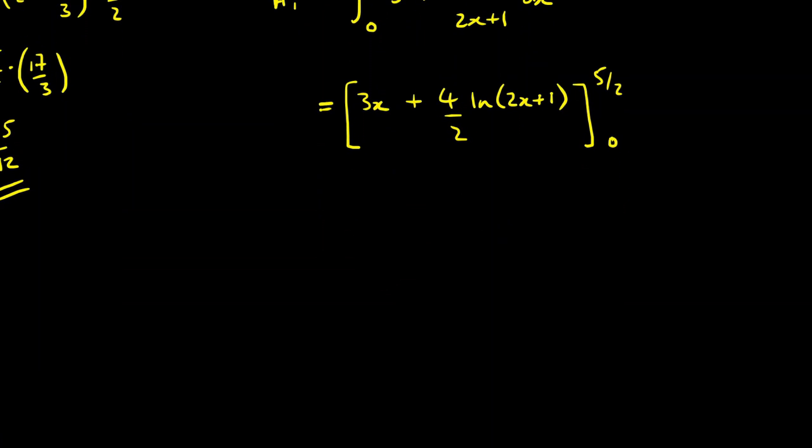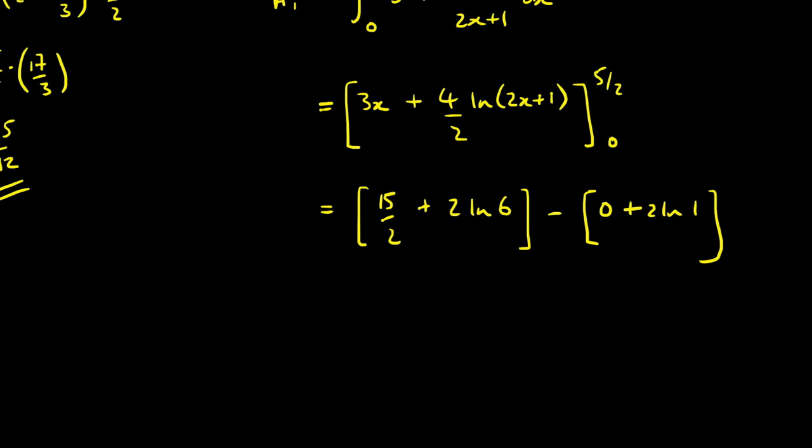Now what I've got to do is just substitute in. So I'm going to get 3 times 5 upon 2 is 15 upon 2 plus 2 ln 2 times 5 upon 2, which is 5 plus 1, so that's ln 6. And then I've got to substitute in 0, so 3 times 0 is 0, plus 2 ln 2 times 0 is 0, plus 1 is 1. And of course, ln 1 is equal to 0. So this whole thing is 0.